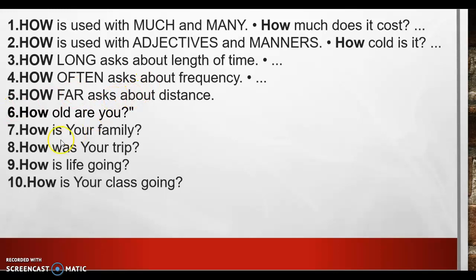Number six, how old are you? Asks your age. If someone asks your age, they say, how old are you? You ask your friends. Number seven, how is your family? How was your trip? How is your life going? Number 10, how is your class going so far right now?